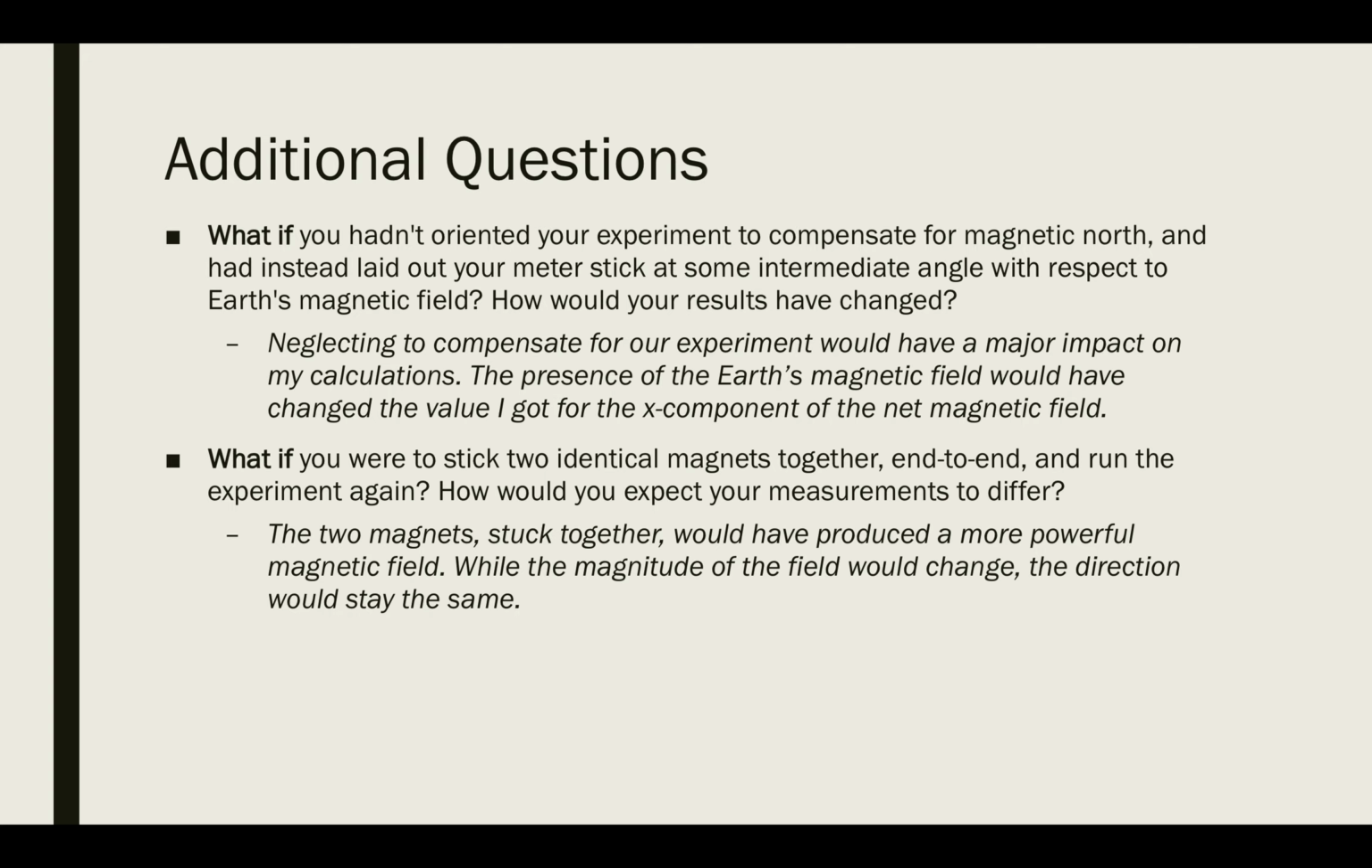And what if we were to stick 2 identical magnets together end to end and run the experiment again? How would we expect our measurements to differ? Well, sticking together those 2 magnets would have produced a more powerful magnetic field, so the magnitude of that magnetic field would change and obviously increase. The direction would still stay the same, however.